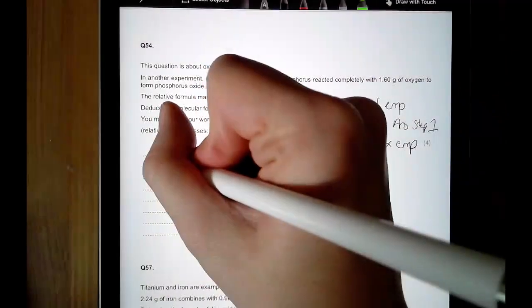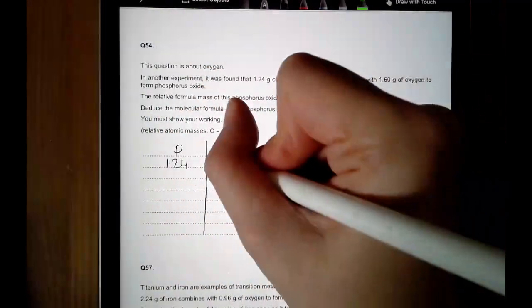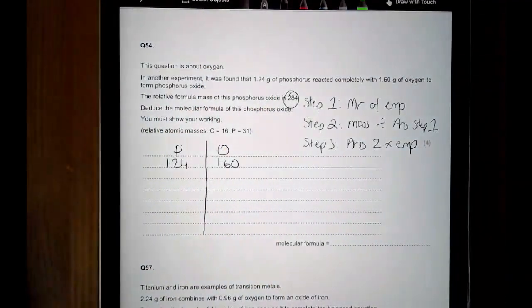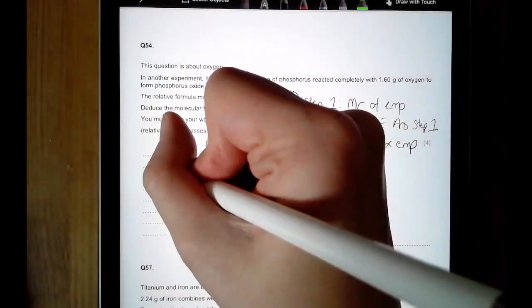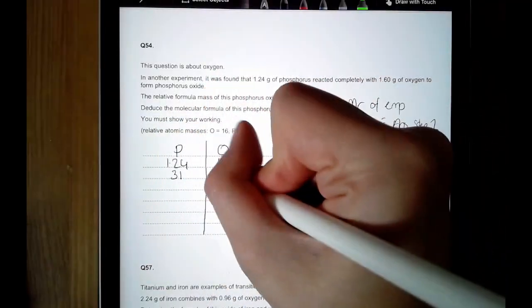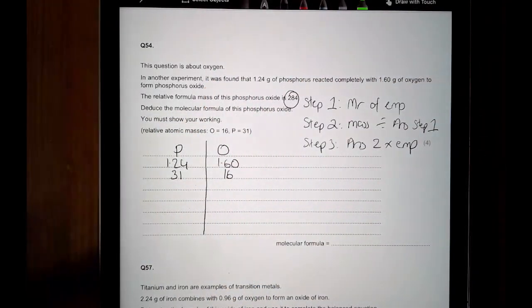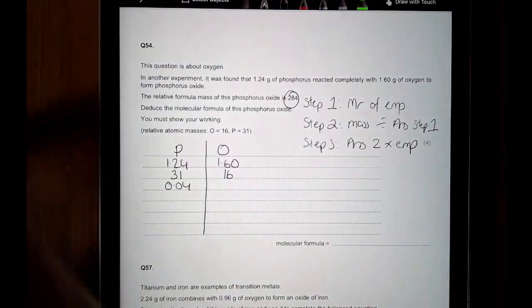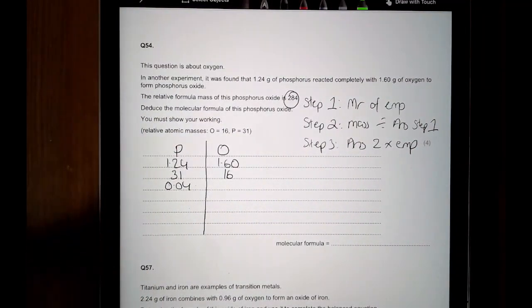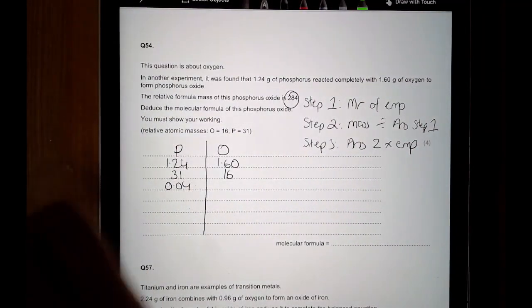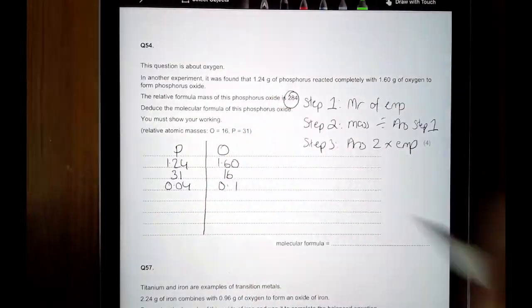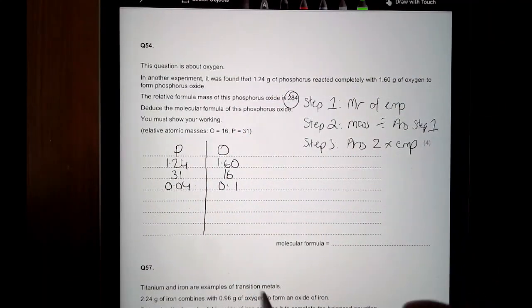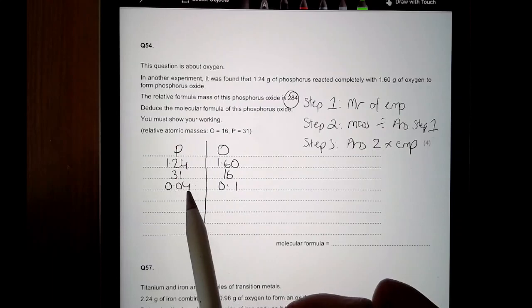I'm told I've got 1.24 grams of phosphorus, 1.60 grams of oxygen. Phosphorus has a formula mass of 31, oxygen is 16. Again, we're not going to say it's diatomic because it's in a compound, it's not an element. I work out the moles of both, which I should probably be able to do in my head, 0.04 and 0.1. I simplify that ratio, so I'm going to be dividing both of them by 0.04.